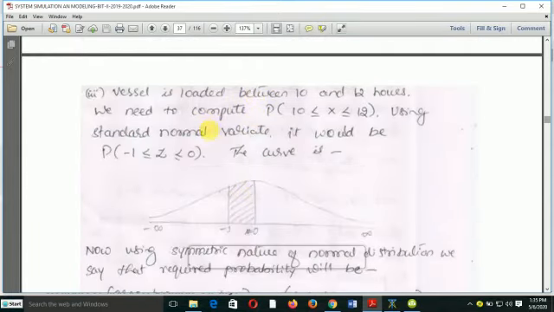The third question is about the vessel. What is the probability that the vessel will be loaded between 10 and 12 hours?